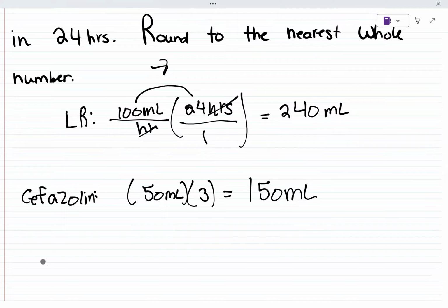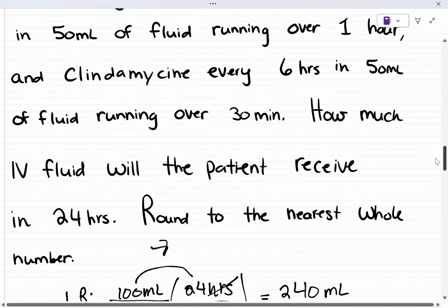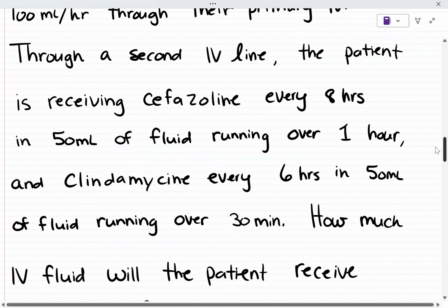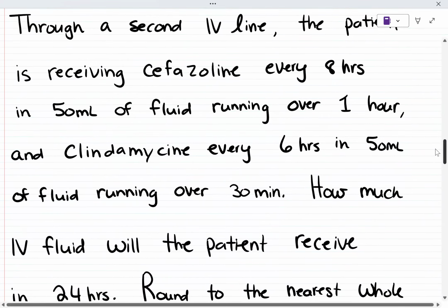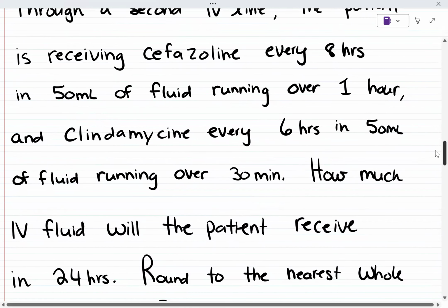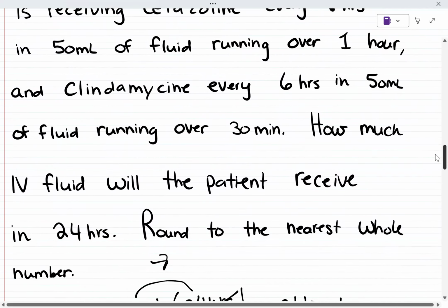And then the third drug was clindamycin, every 6 hours and 50 milliliters of fluid running over 30 minutes.